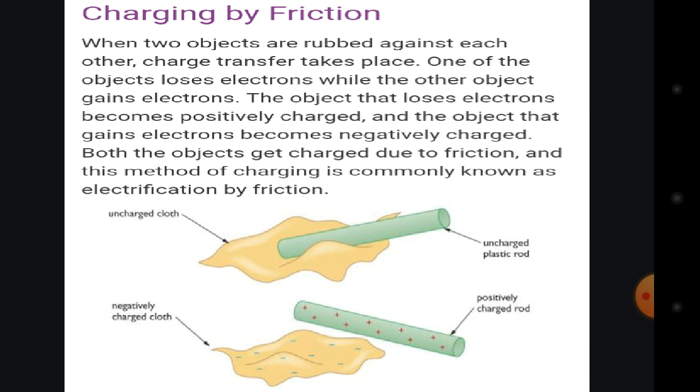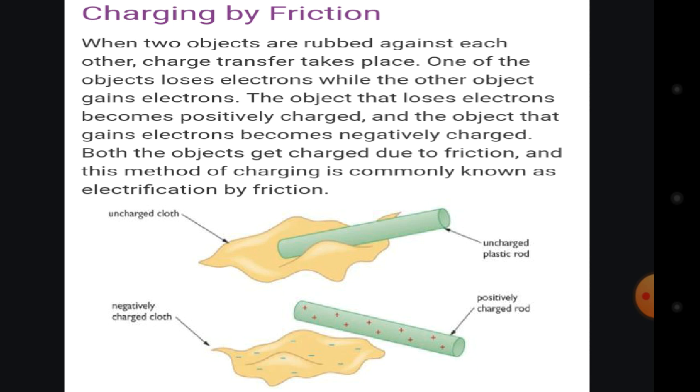If we rub them together, that rubbing is called friction. When we are doing that rub, we are producing electric charge. Because if we rub them together, someone will lose electrons and someone will gain electrons, and that means you will have a positively charged object and a negatively charged object.